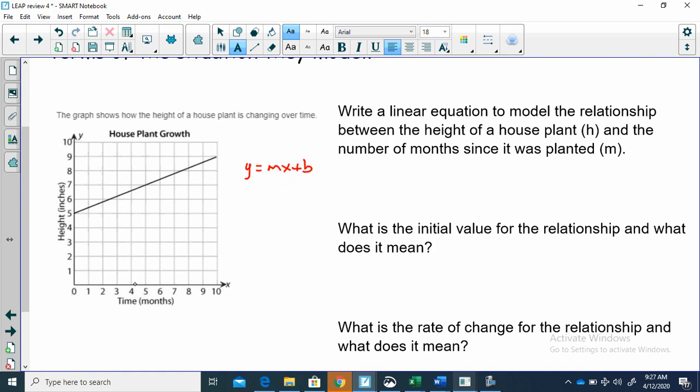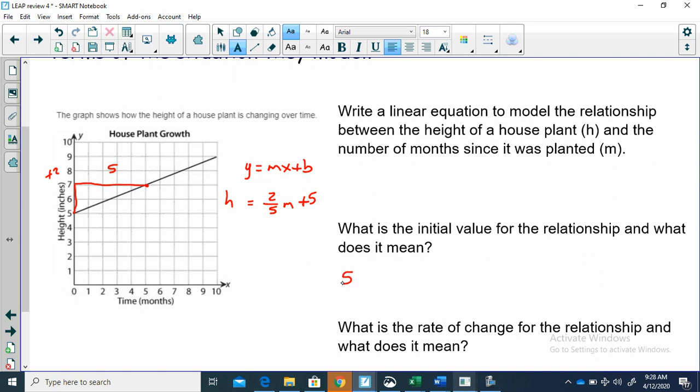Okay, in this case, let's see, our b, where we start, is 5. Our m, our rise over our run, let's find 2 points. Here's one on a grid line, here's one. We go up 2 and over 1, 2, 3, 4, 5. Up 2 over 5. Our m is 2 over 5. It's a rise over run. The x-axis is our months. The y-axis is our height. There's the equation.